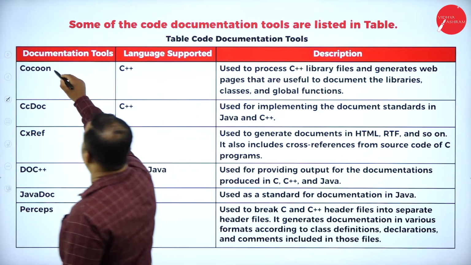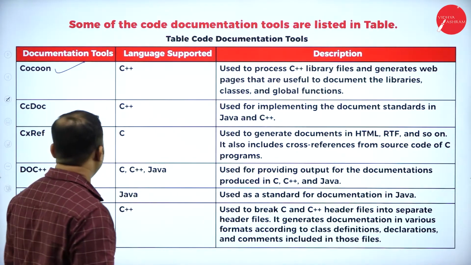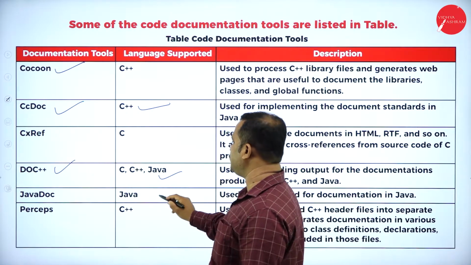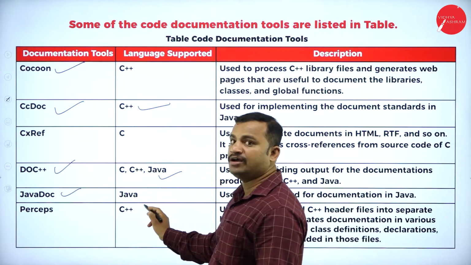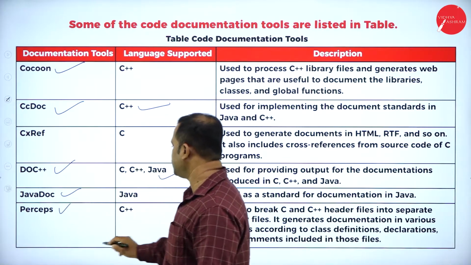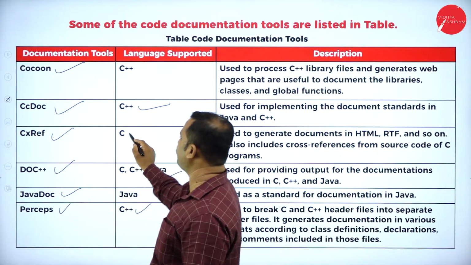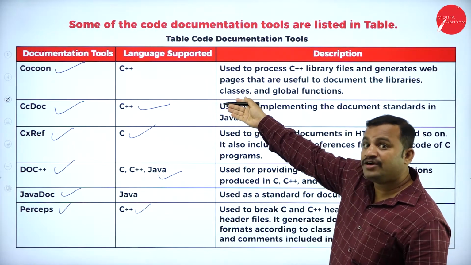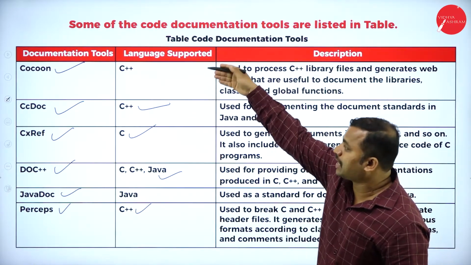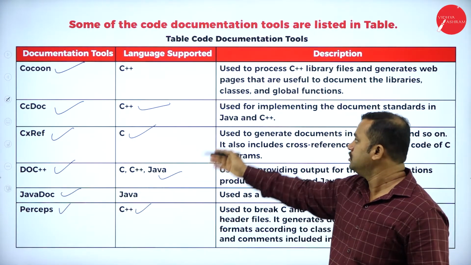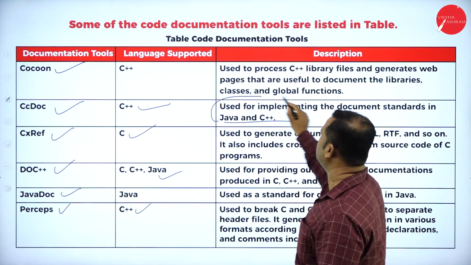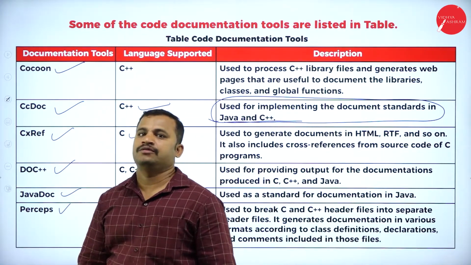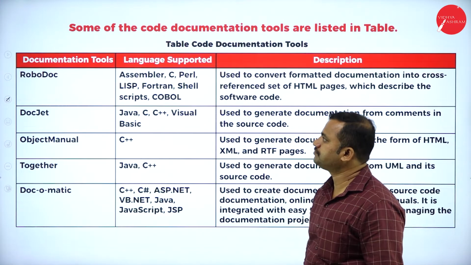The documentation tools used in C++ are Cocoon, CCDoc and DOC++. In Java, we have Javadoc, as I told you right now. Perceps is for C++, and CXref is for C. These are the different types of documentation tools, and the languages which support them are mentioned there. These are just the information related to the documentation tool names in the respective programming languages.